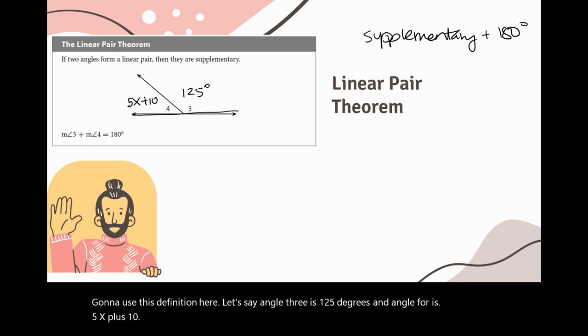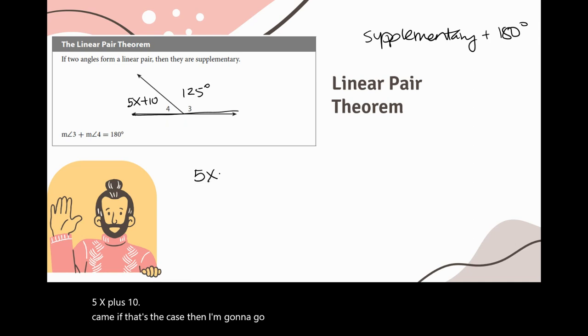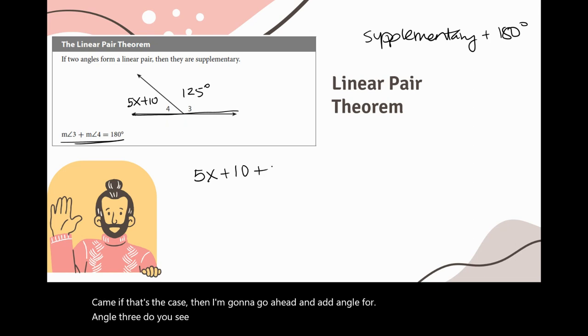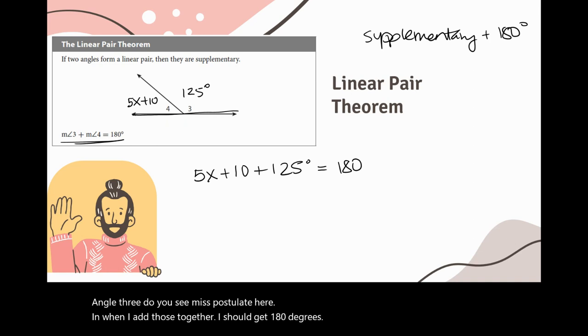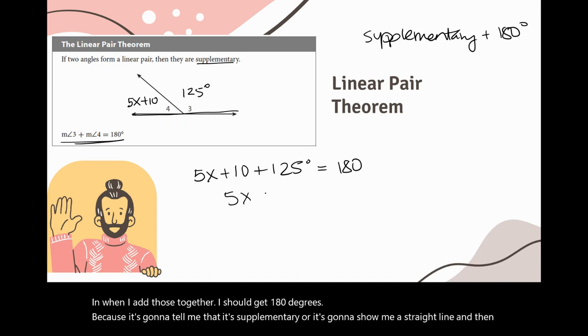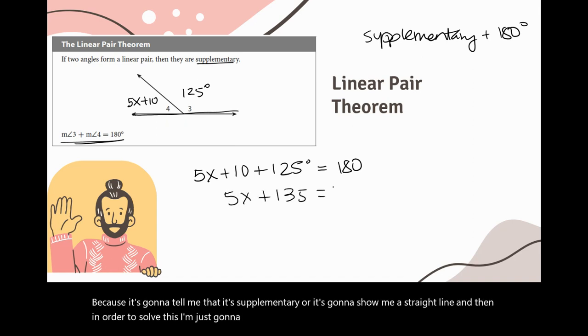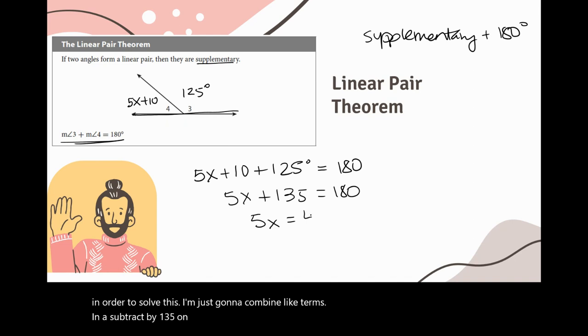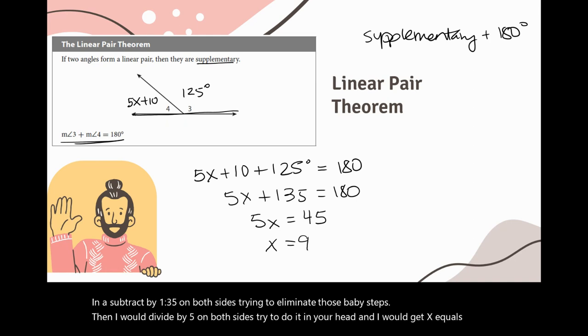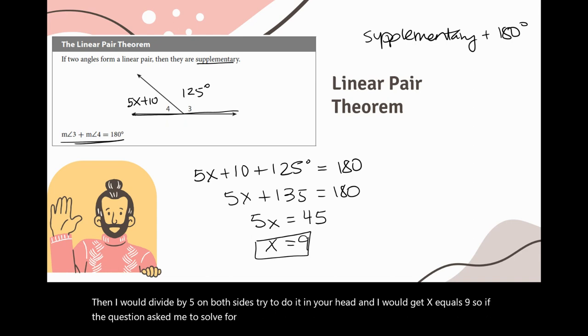If that's the case, then I'm going to add angle 4 and angle 3 using this postulate here. When I add those together, I should get 180 degrees, because it's going to tell me that it's supplementary, or show me a straight line. Then in order to solve this, I'm just going to combine like terms. I'm going to subtract 135 on both sides, trying to eliminate those baby steps. Then I would divide by 5 on both sides, try to do it in your head, and I would get x equals 9. If the question asked me to solve for x, that would be my solution.